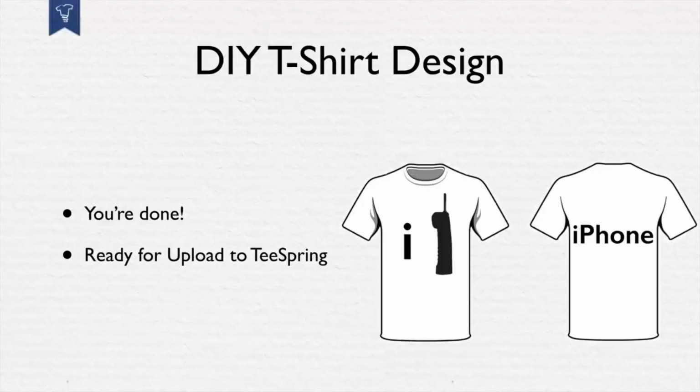And so you can see here that I actually added the text later on. So I created the silhouette of my phone, my old school phone, and I just added the "i" on inside Teespring. And then just for fun, on the back, I threw on iPhone. So this is a super easy way to create a really cool looking t-shirt, especially if you use the silhouette version of the image. It actually looks really cool, as you can see.